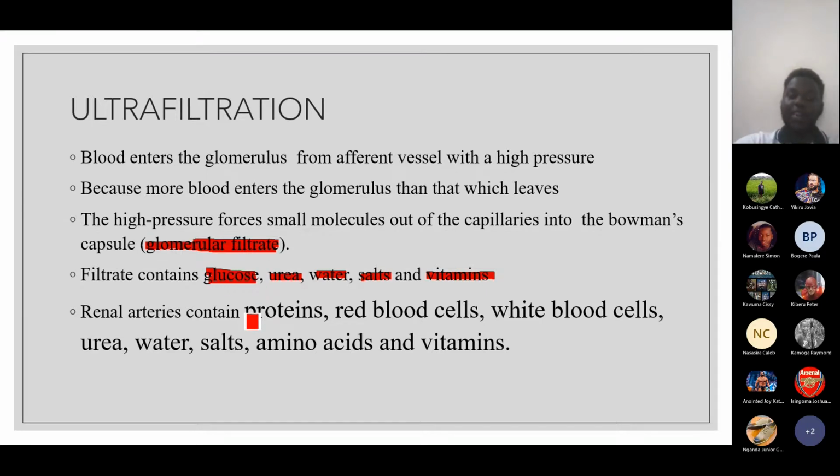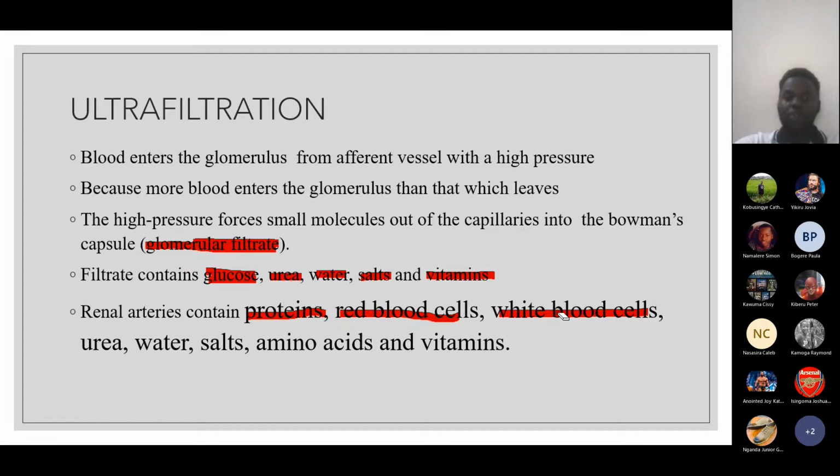On the other hand, large molecules like proteins, the red blood cells, the leukocytes, the white blood cells, are not filtered out. Sorry about this one, water is filtered out. Molecules like proteins, red blood cells, white blood cells, which are large, are not filtered out.